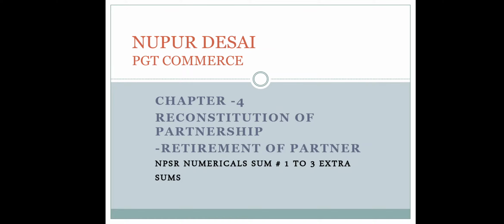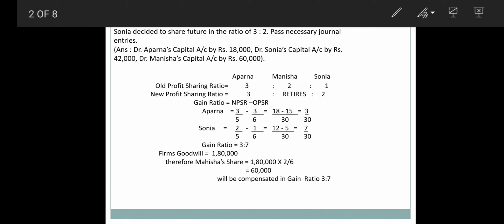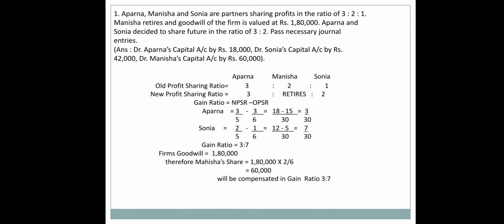Greetings to all. Now we are going to understand some of the numericals from the textbook and some extra sums. Have a look at the sum, so you will understand very easily how to find out gain ratio from the sum. First of all, take out the old profit sharing ratio from the sum.